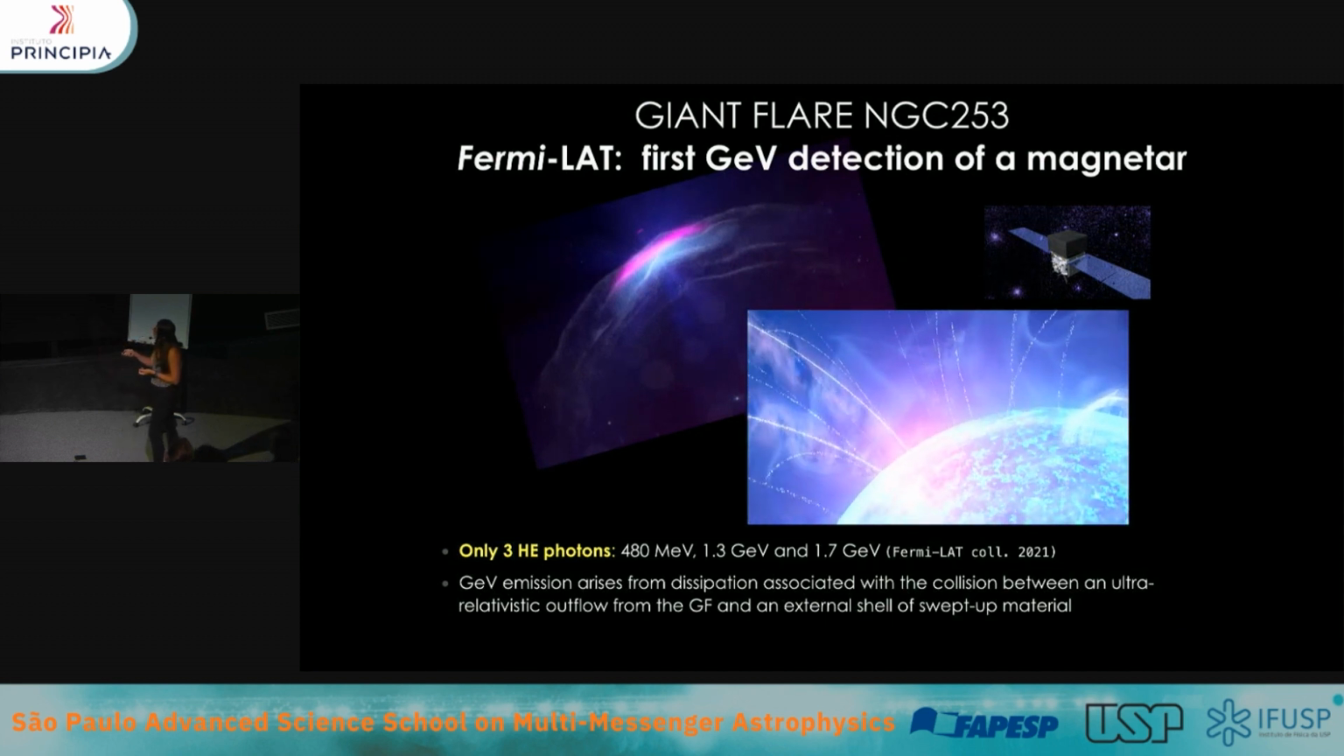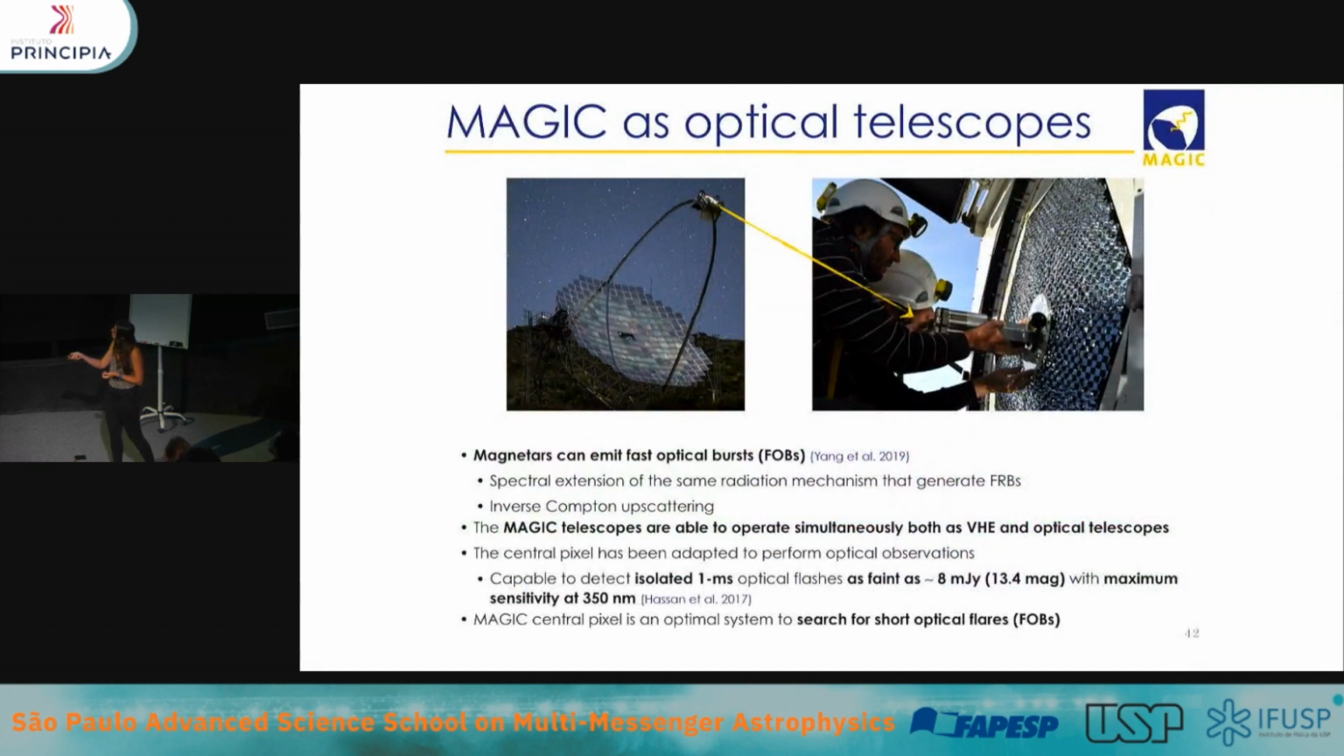And of course, at higher energies, we have been searching for magnetar flares. Indeed, our telescopes could detect if there is some TeV emission, as some models predict. And also some Cherenkov telescopes have a central photomultiplier that is adapted to exactly measure optical emission. And the good thing is that, since they are super fast, they can really measure up to millisecond signals. So if these giant flares not only emit TeV emission, but also emit this optical flaring, the super short flaring, we would be able to detect them.